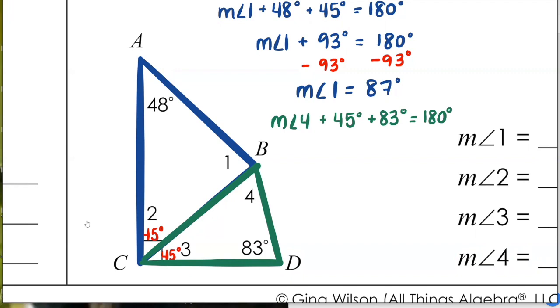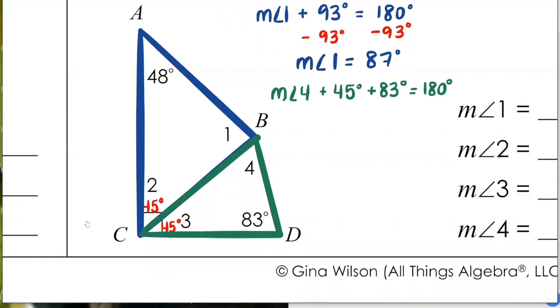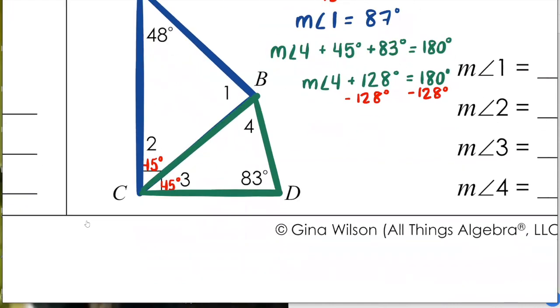Combine like terms on the left, what do I get? 128 degrees equals 180 degrees. Subtract 128 from both sides. You know, just add them together and subtract it from 180. So the measure of angle 4 is 52.